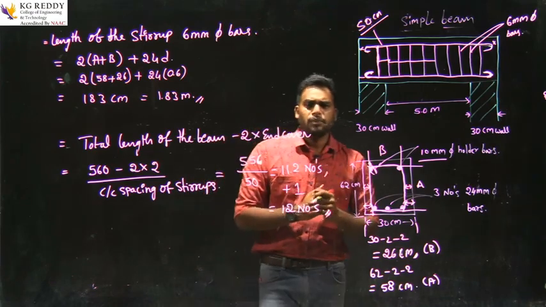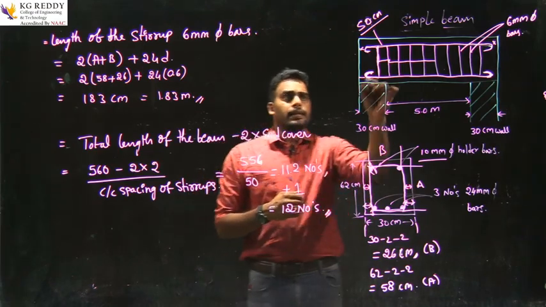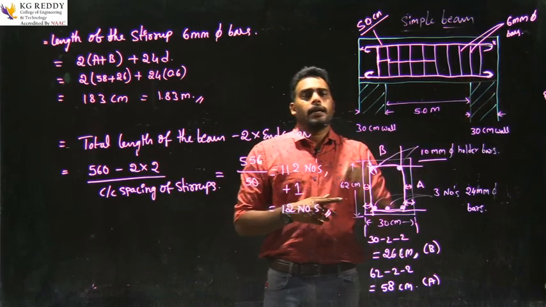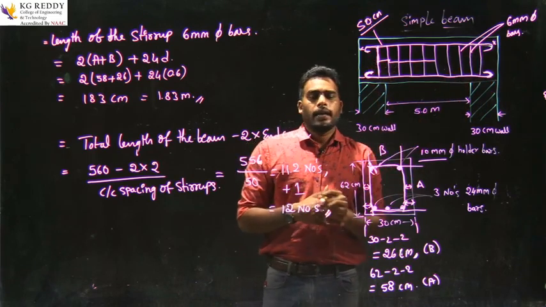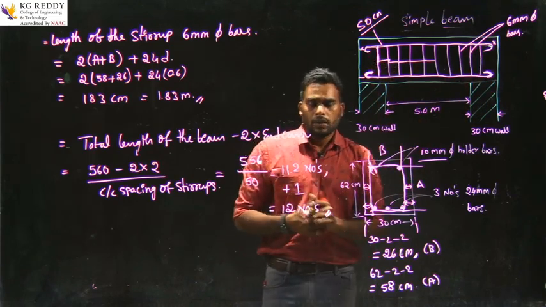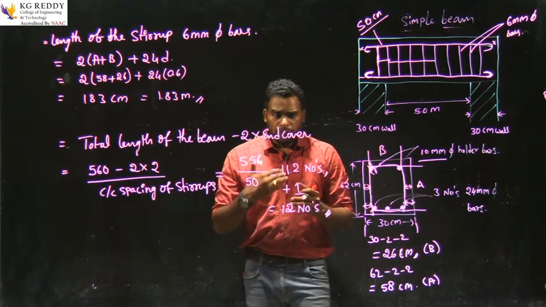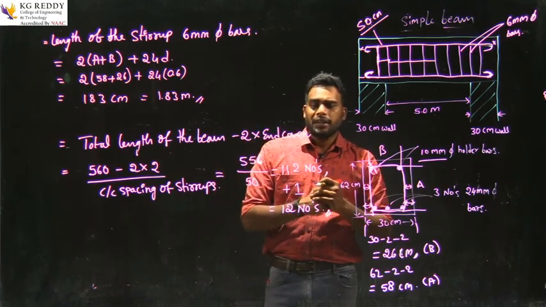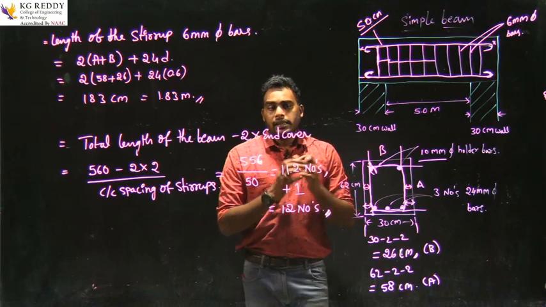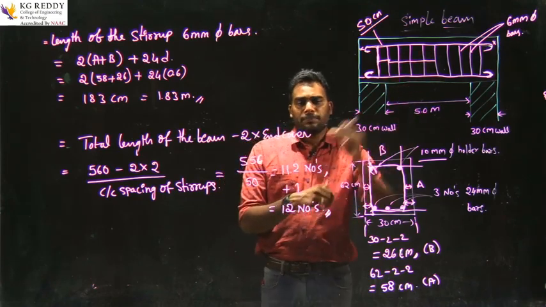So up to now we calculated the length of the bottom bar, the length of the holder bar and the length of the stirrup. Now we need to calculate the total quantity of the steel reinforcement in this beam.